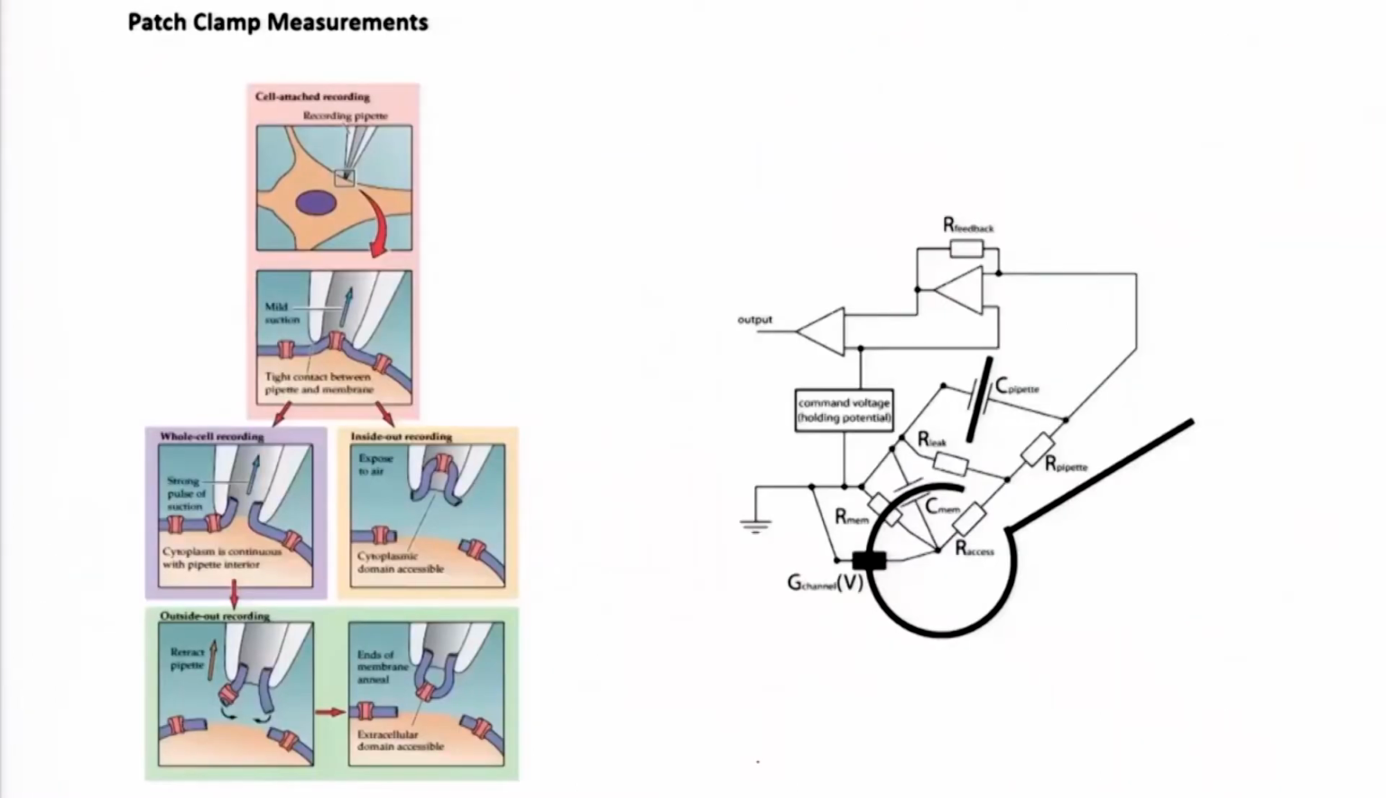So what exactly is happening here? This is a more detailed version of the patch clamp recordings that we have talked about. At the top, as you can see, there is a recording pipette that is attached to the surface of a neuron. Essentially, these patch clamp recordings are done with a pipette that is pulled to form an electrode, a sharp electrode. Actually, it is not too sharp, about a micron or so, and very smooth.